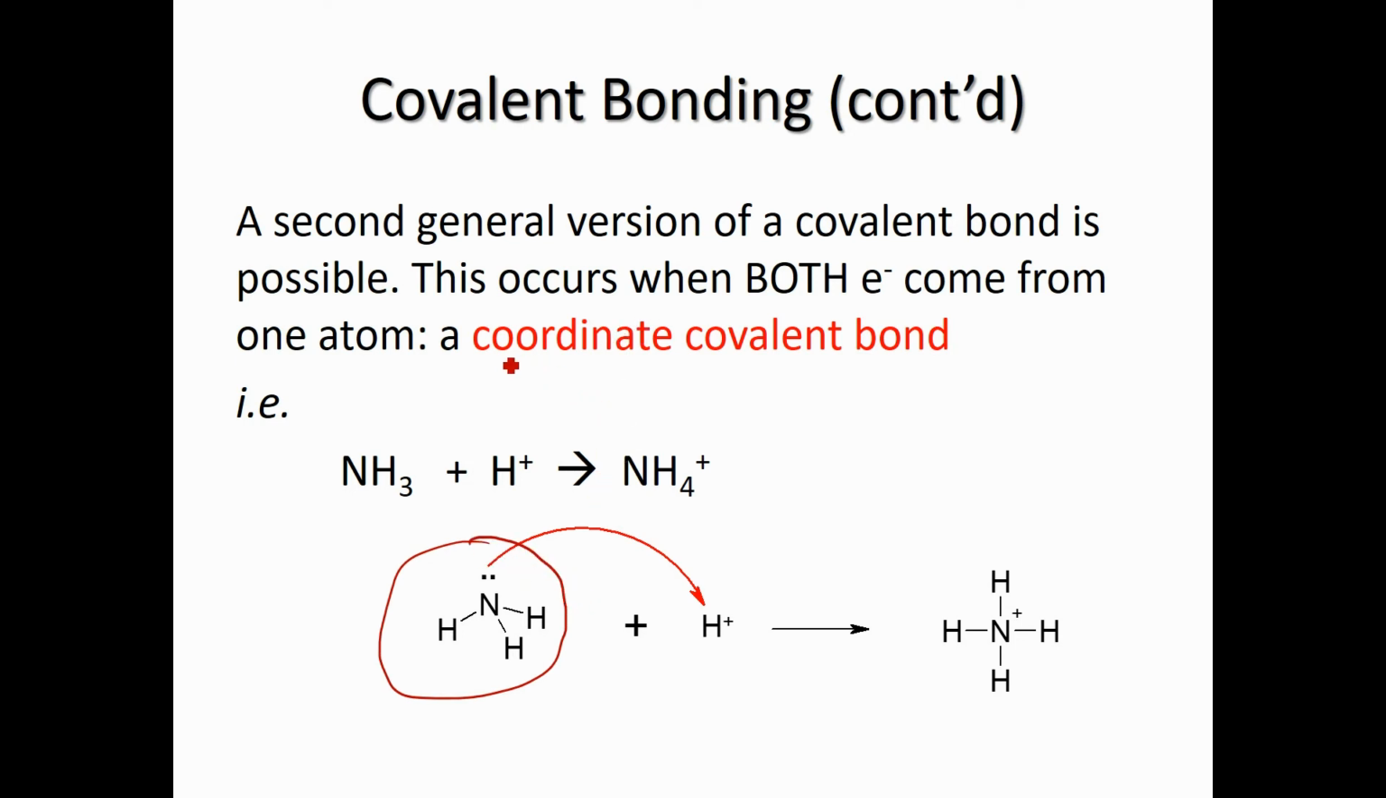This type of covalent bonding is called coordinate covalent bonding. It's a general version of covalent bonding where both electrons come from one atom. The other partner does not give anything. So ammonia usually has a lone pair. This is ammonia. It has a lone pair on nitrogen. So actually this is an acid-base reaction. We'll talk about this later.